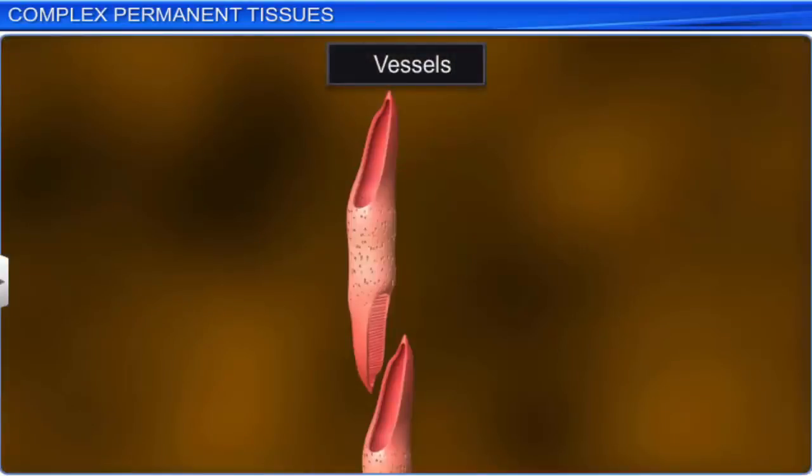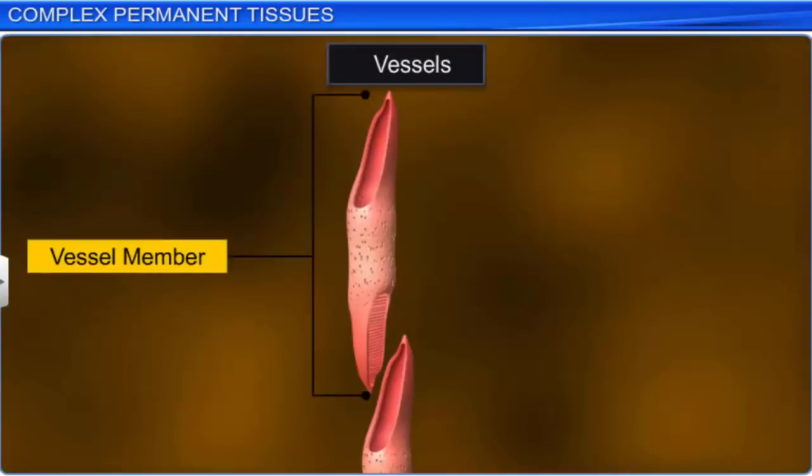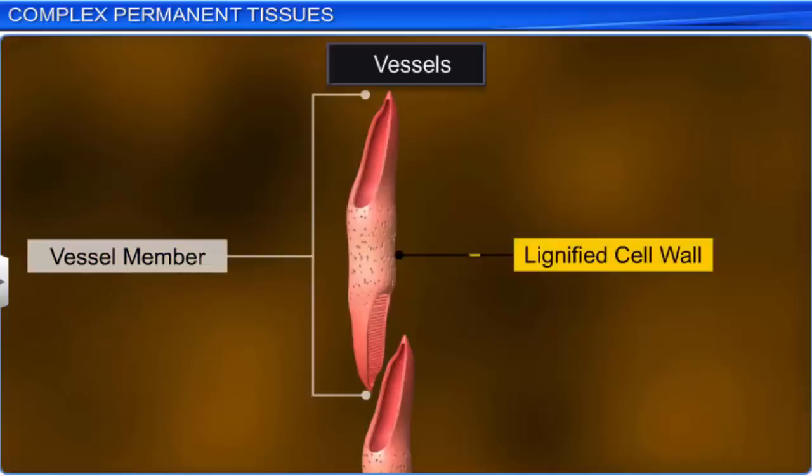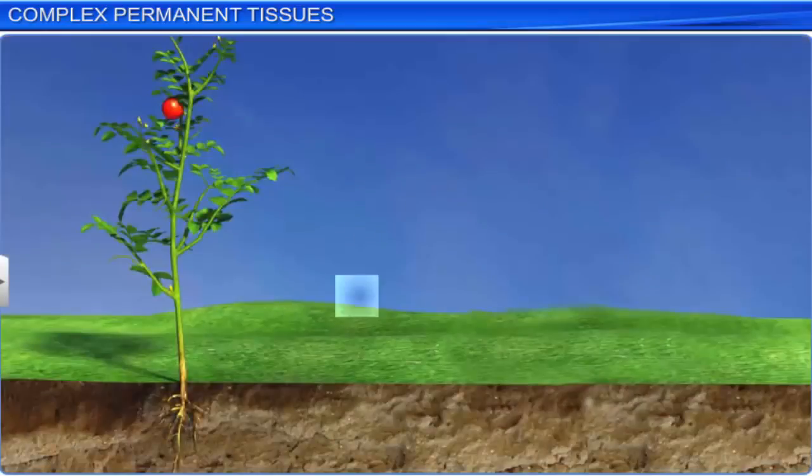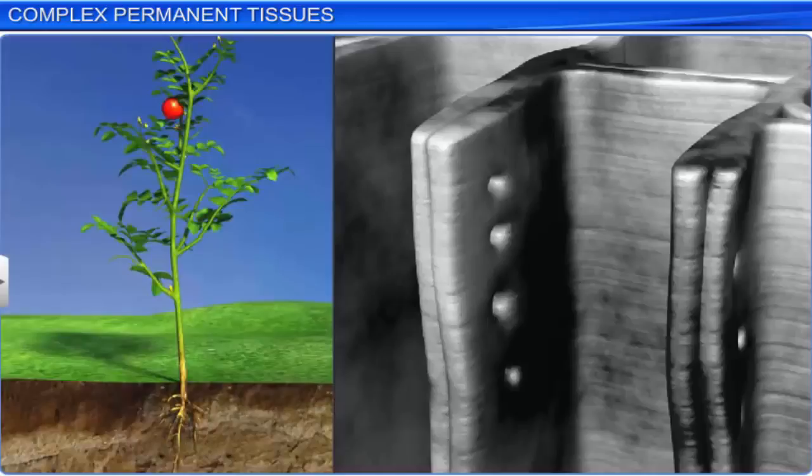Vessels are long tube-like structures composed of many cells called vessel members. Vessel members have lignified walls and a large central cavity. They are interconnected through perforations in their common walls. Typically, vessels are found in all angiosperms, and vessel cells do not have protoplasm.